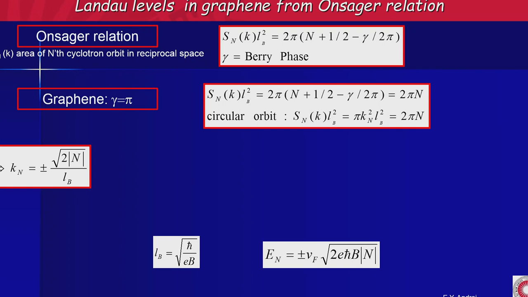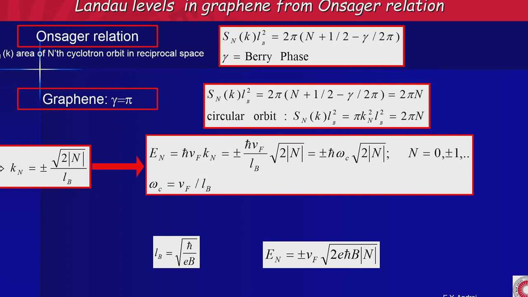Now, for graphene, the Berry phase is pi, so look what's happening. Gamma over 2 pi is 1/2, so the Berry phase completely swallows the zero-point energy. No more zero-point energy. Okay, so the bottom line is that now the right-hand side of the Onsager relation is 2 pi n. N is the number of the cyclotron orbit, the order of the cyclotron orbit. So if you take a circular orbit, you get that pi k_n squared l_B squared is 2 pi n, and you can immediately derive what k_n is. It's just proportional to the square root of 2n.